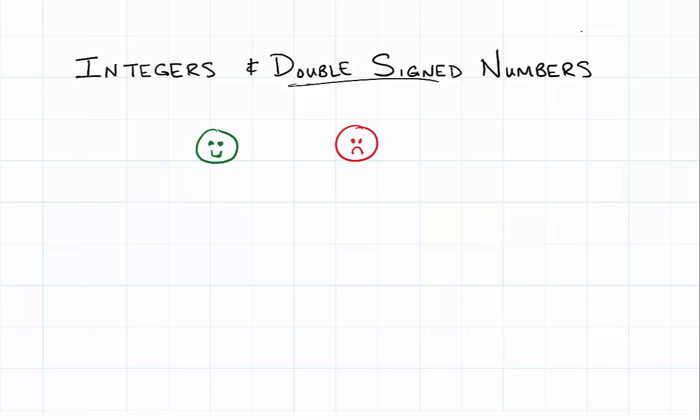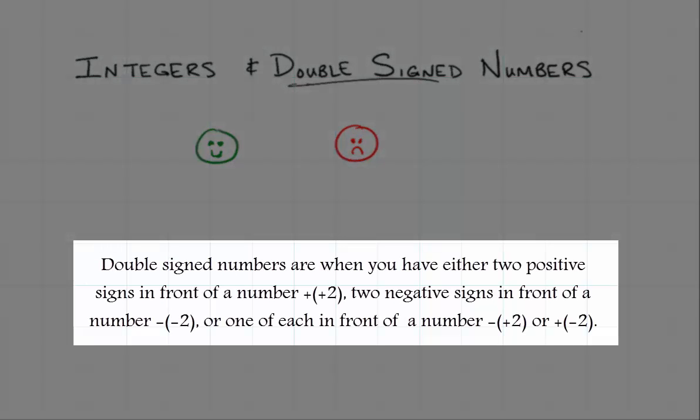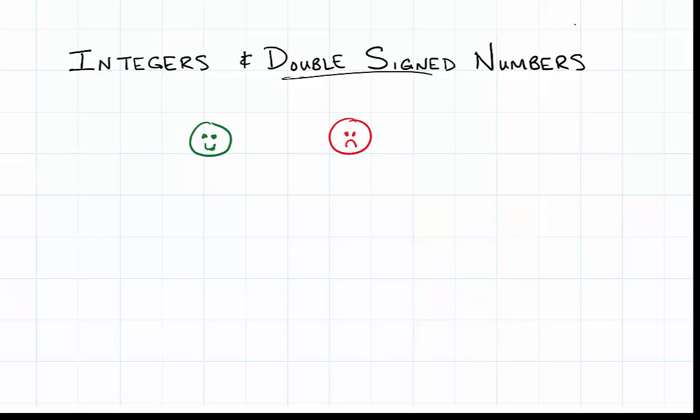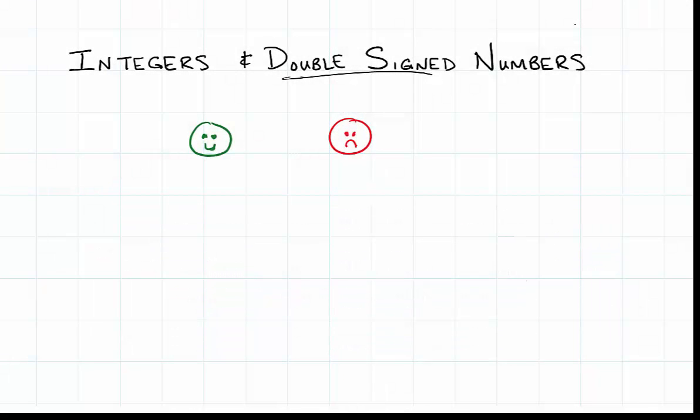Alright, we're going to talk about integers and also really focusing on double-signed numbers. Those are the ones that give students the biggest problems. And I break it down as easy as building a snowman. We have our positive snowmen and we have our negative snowmen. We have people that are positive and we have people that are negative. And we always want to know how many we have more of one than the other. And it's really that simple.